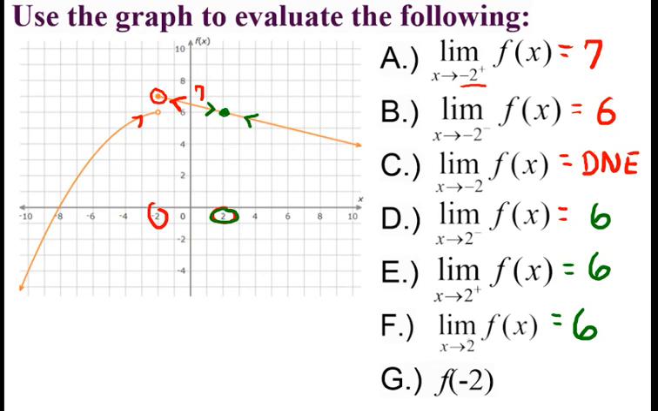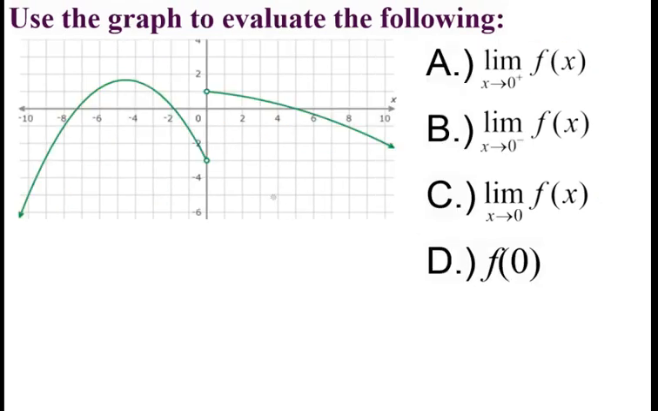And then finally, evaluating. So all of these were limits, but when it just says f of -2, we want to know, what did it actually equal at -2? So if we come over here, let's see, at -2, if we come up here, it was an open circle here, but it was a closed circle here, which means that at -2, it evaluates to +7.